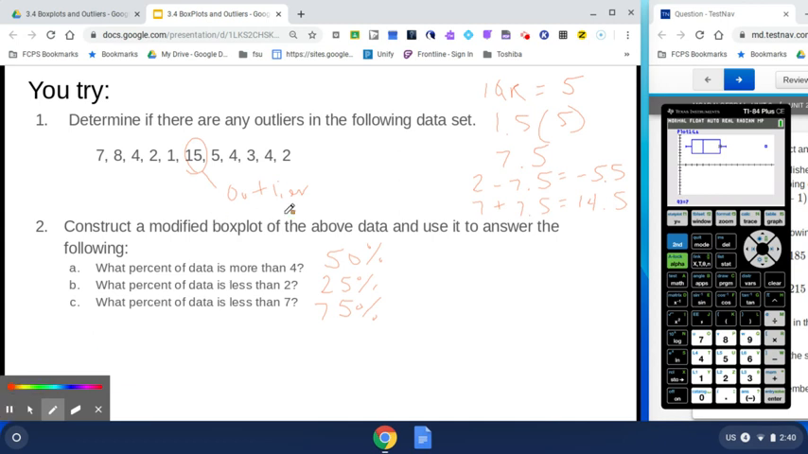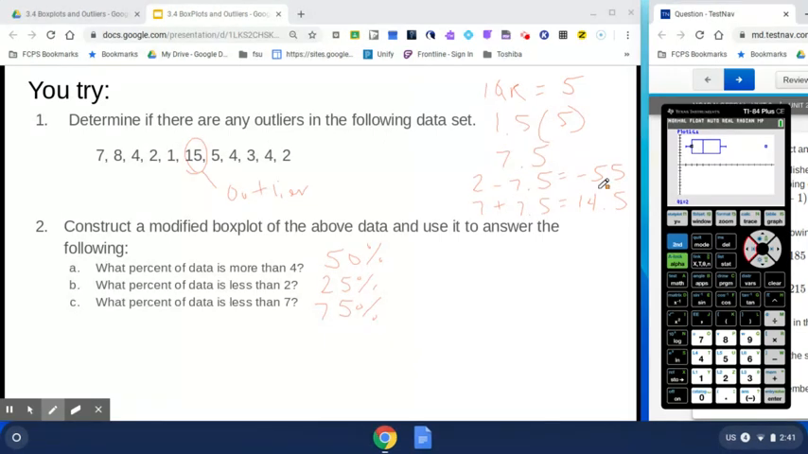Okay, so following the 4-step process, I first found the IQR to be 5. Quartile 3 was 7 and quartile 1 was 2. So if we take 7 minus the 2, we get the interquartile range of 5. I multiplied that by 1.5 and got 7.5. I subtracted that from quartile 1 and I added it to quartile 3.